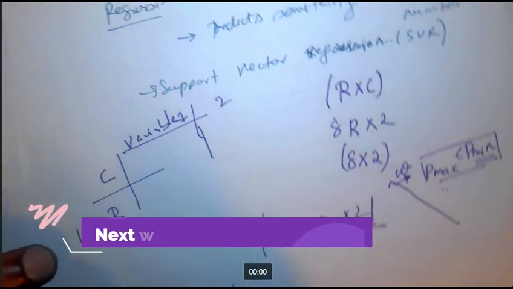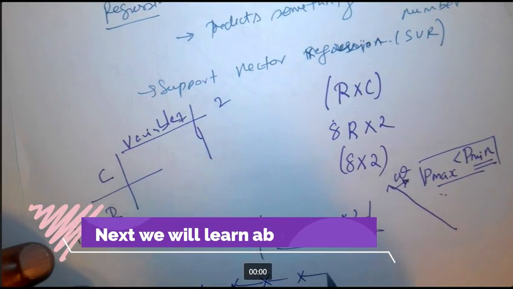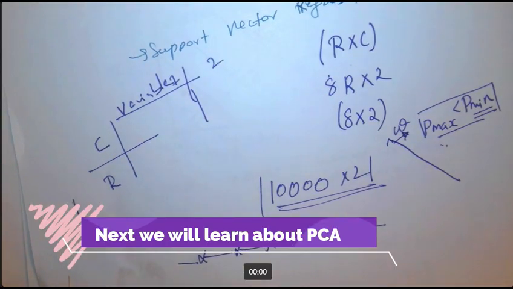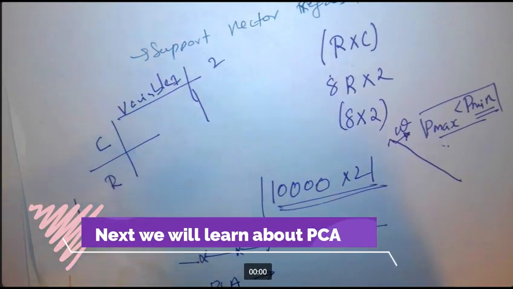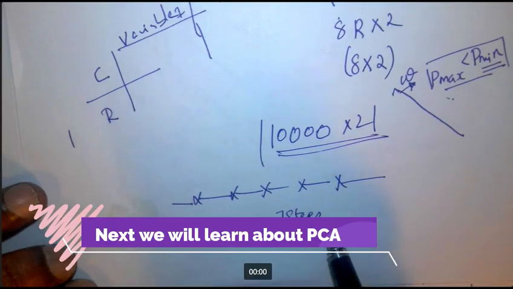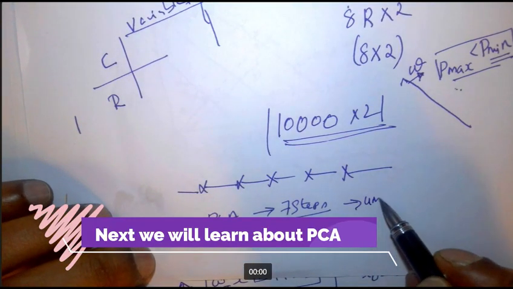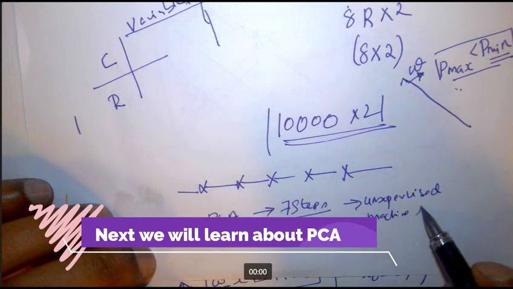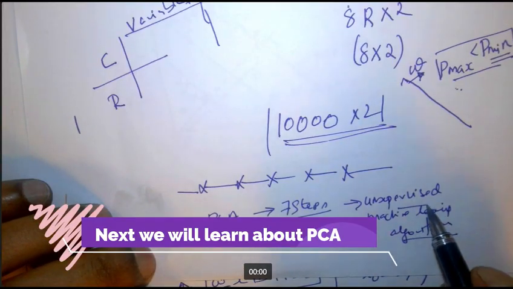So I'm going to end the talk about support vector machines, and in the next video I will introduce one more algorithm called principal component analysis, shortly PCA. It is a very simple algorithm. It has only 7 steps, and we will execute the 7 steps in a particular fashion. And this one belongs to unsupervised machine learning algorithms. I will explain later why this is called unsupervised.